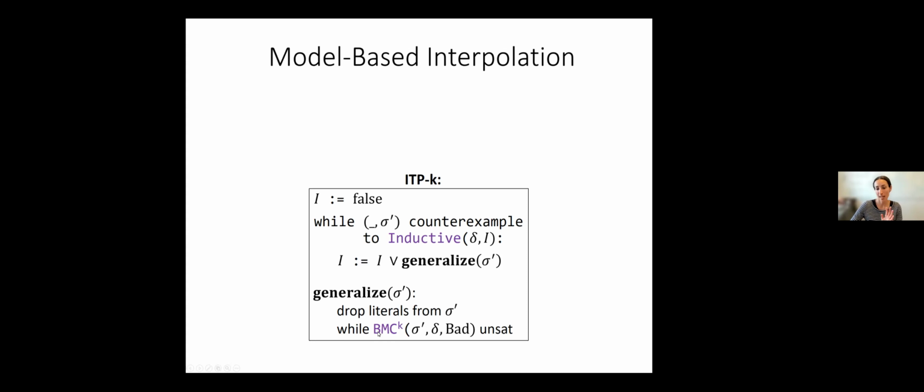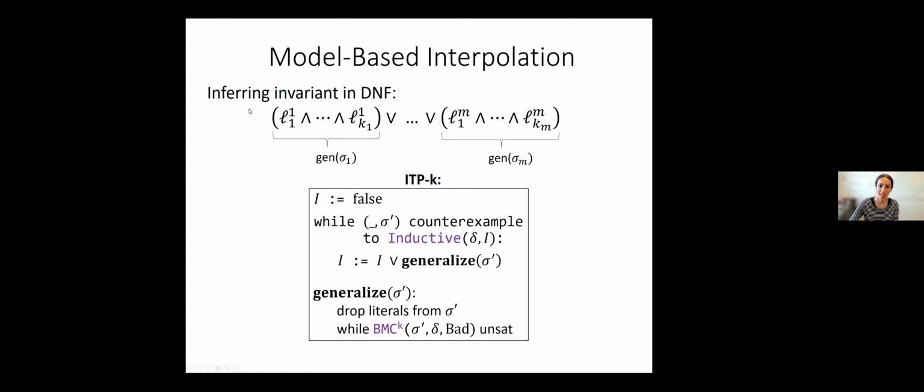As long as the bounded model checking query that makes sure that we cannot get to bad in k steps remains unsolved. And in this way, eventually we infer an invariant in DNF, where each term or cube in the DNF is just the result of generalizing some post state of some CTI. Okay, is the algorithm clear?